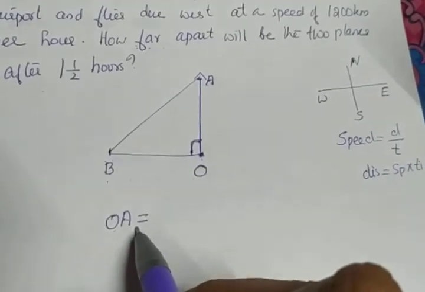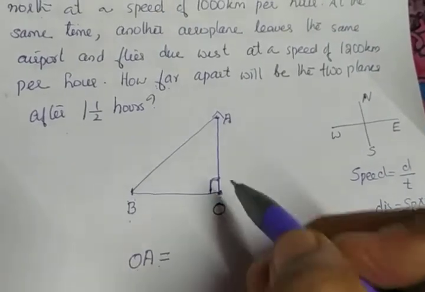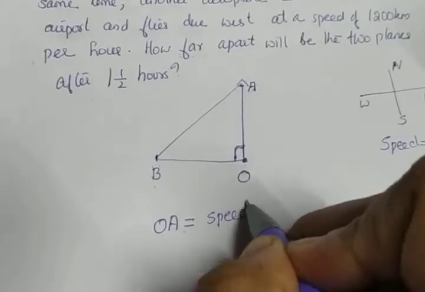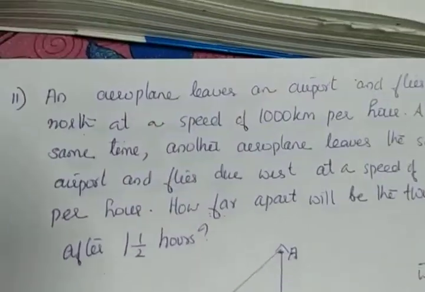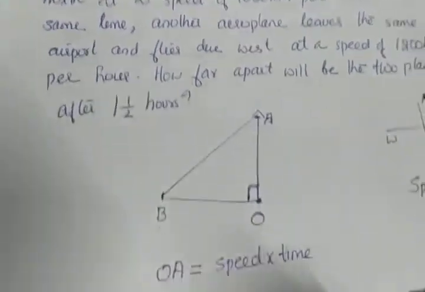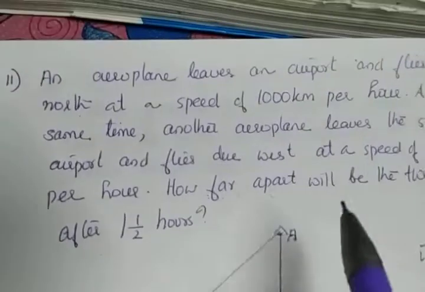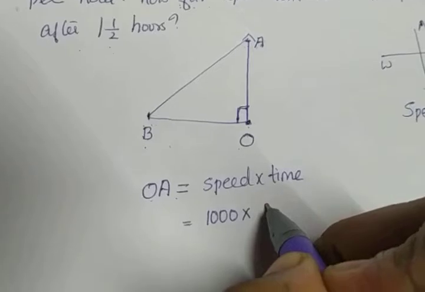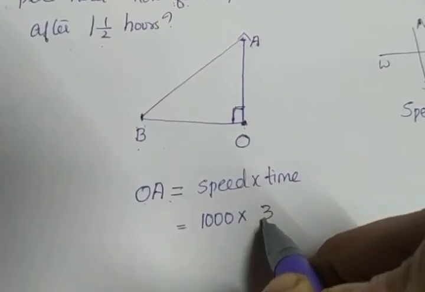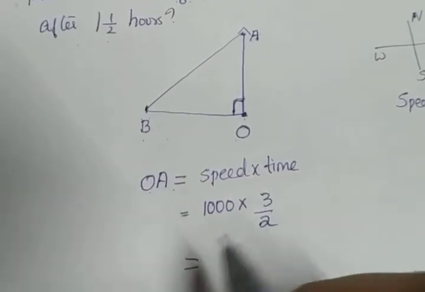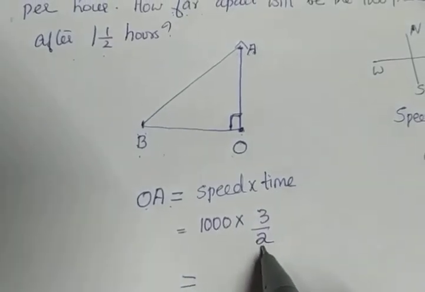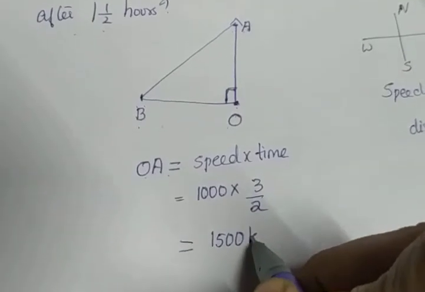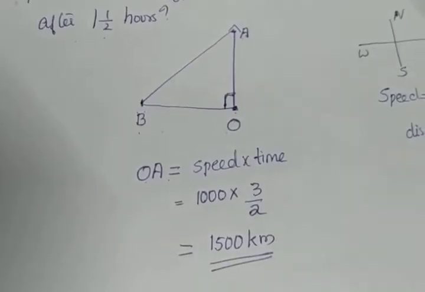Okay, so OA is the distance traveled by the first plane in 1.5 hours. The formula we have to apply is speed into time. What is the speed of the first aeroplane? It is 1000 km per hour. So 1000 into, what is the time taken? 1.5 hours. If we convert into an improper fraction, we can write it as 3/2. Okay, that will be equal to 1000 by 2 is 500. 500 into 3 gives you 1500. Since OA is the distance, OA will be 1500 km.